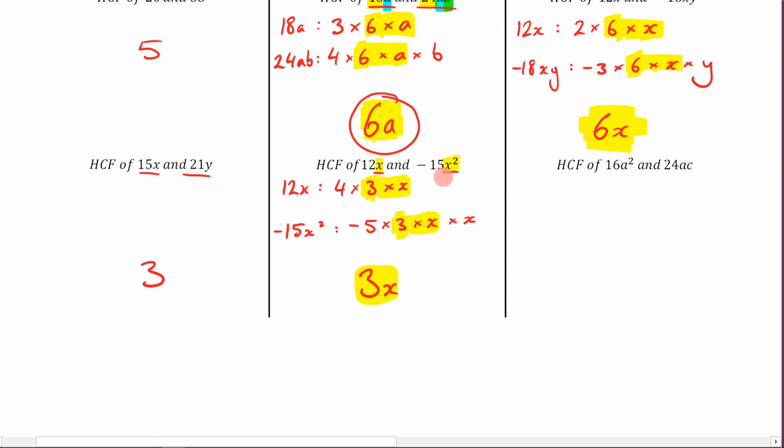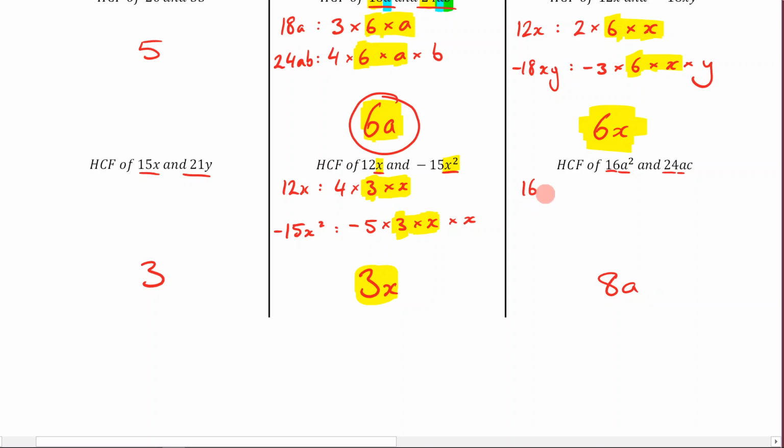Okay, and then we've got the last one here, 16a squared and 24ac. What is this going to be? So first I look at the numbers, 16 and 24. My highest common factor is going to be 8. Then I've got a squared and a, so I can pull a out.